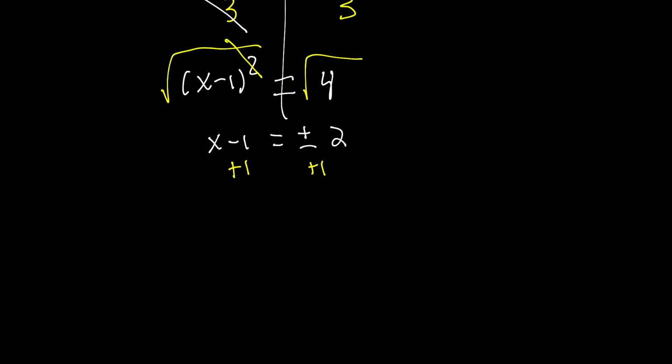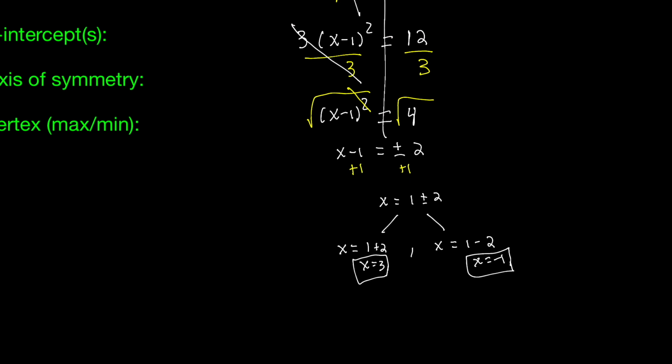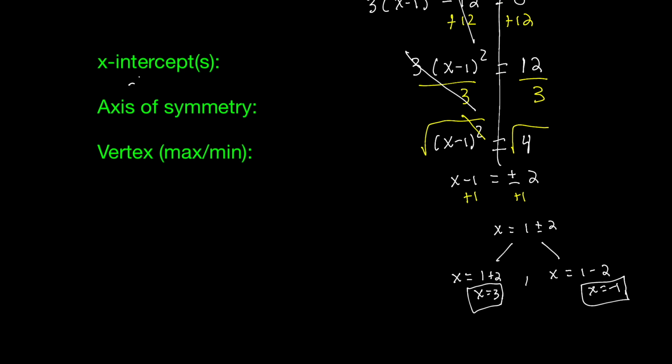So I get that x is equal to 1 plus or minus 2. And splitting that up, my two solutions are going to be 1 plus 2 and 1 minus 2, which we can compute since they're like terms. 1 plus 2 is 3. So x equals 3. And 1 minus 2 is going to be negative 1. So my x-intercepts are going to be 3, 0, and negative 1, 0. So negative 1, 0, and 3, 0.